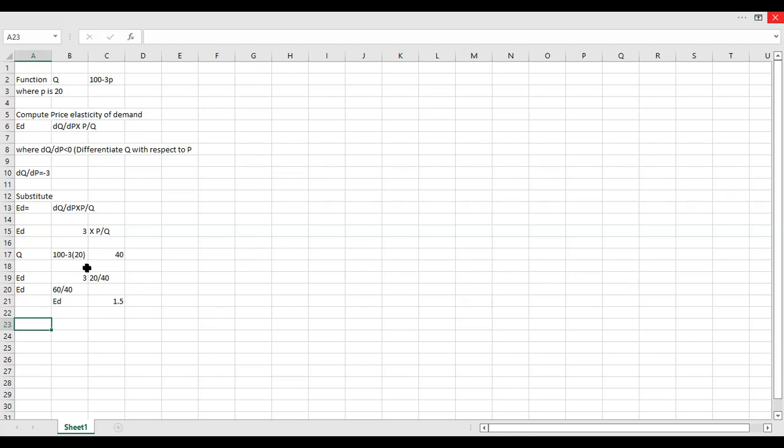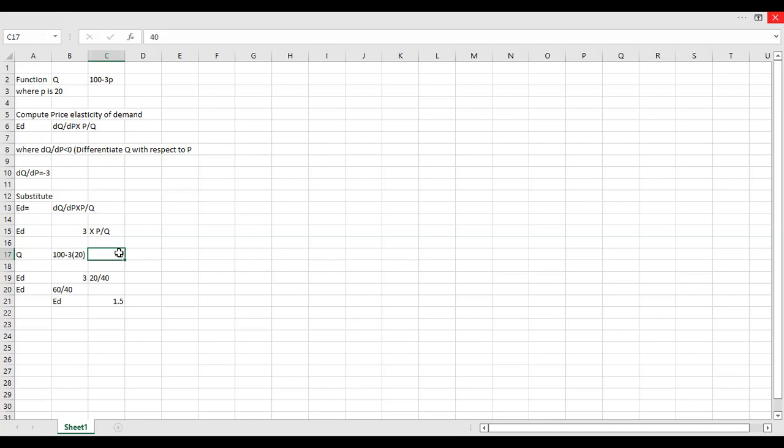Looking at the quantity demanded here, the quantity demanded is 40, and the price given to us is 20. So irrespective of the price, the quantity demanded increased because the price is 20, the quantity demanded increased to 40. And for the demand function, we're told that it is minus 3p.